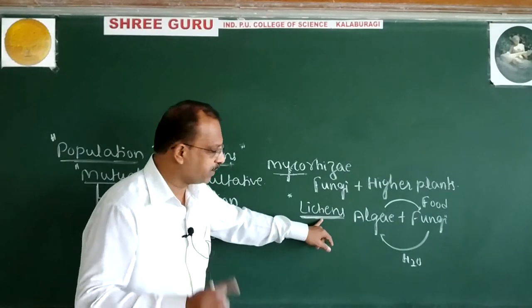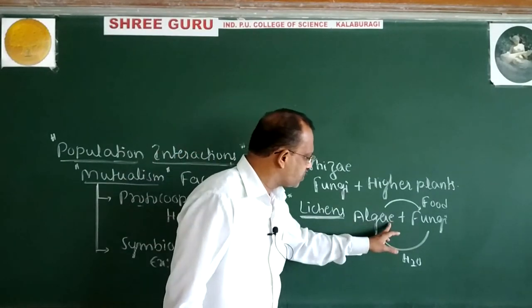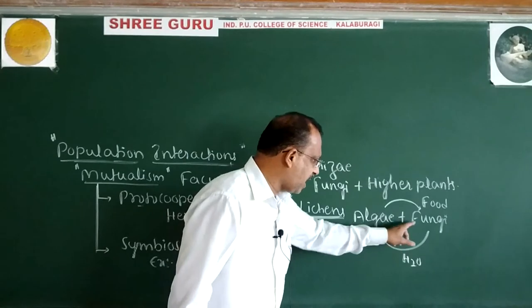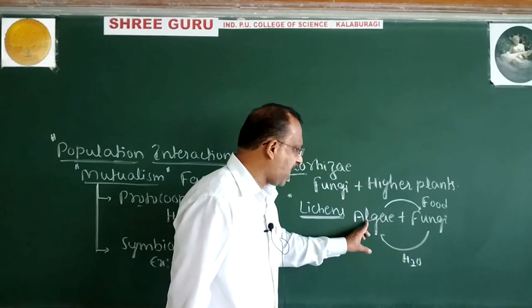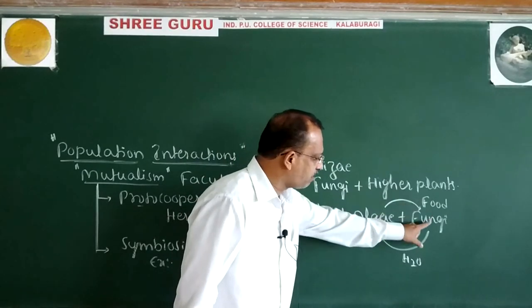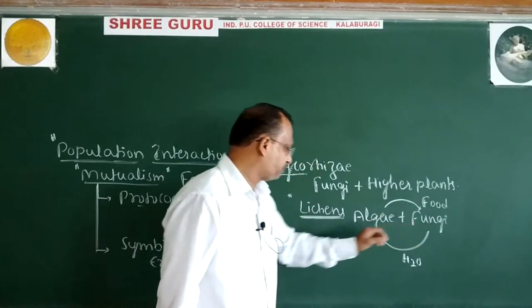Lichen is a symbiotic association between algae and fungi. Fungi will absorb water and supply it to the algae. In turn, algae will supply food for the fungi.